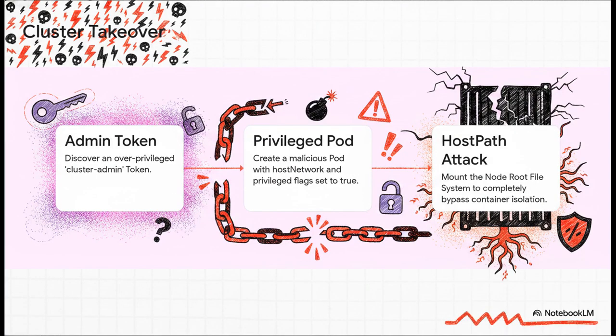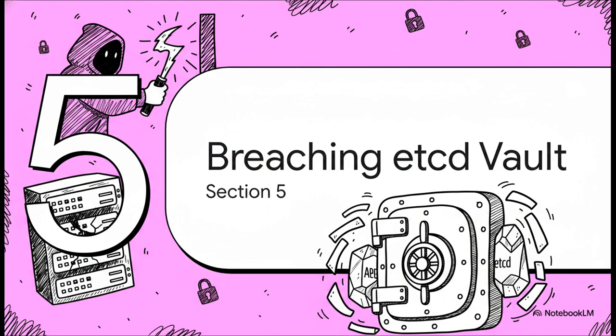Now, if one of those tokens happens to have cluster admin privileges, the situation goes from bad to critical. The attacker can now create their very own malicious pod. They inject configurations setting things to privileged: true. Then they execute a host path attack by mounting the root path directly into their container volume. In plain English, they just shattered the container isolation completely. They bypassed the pod entirely and took root control of the underlying Linux host operating system. The attacker now owns the host machine, which brings us to the final target, Section 5, breaching the etcd vault.